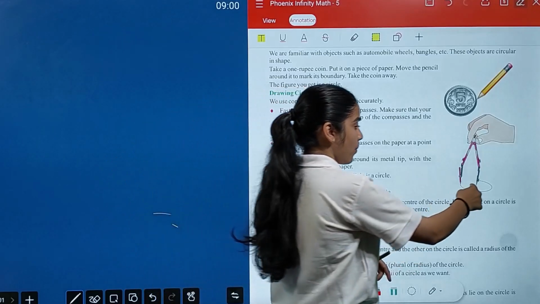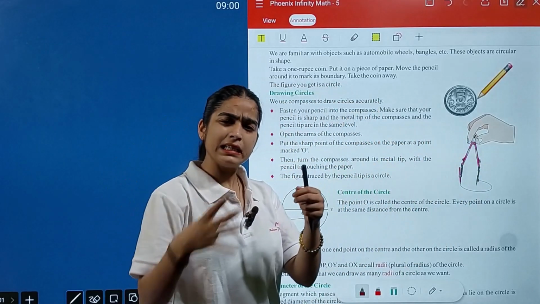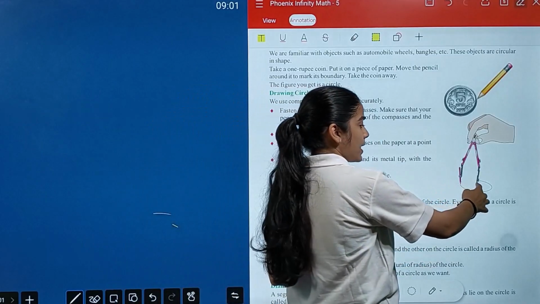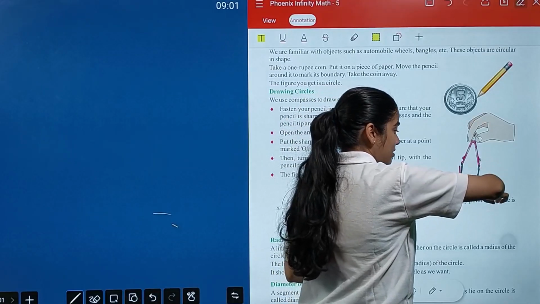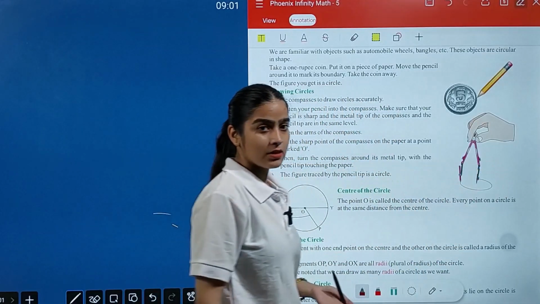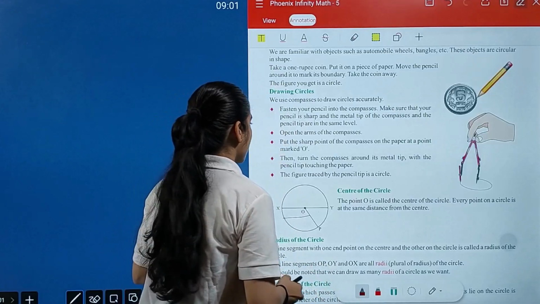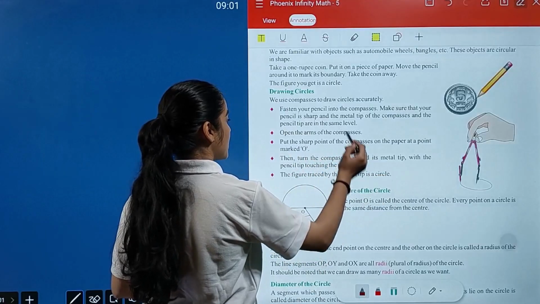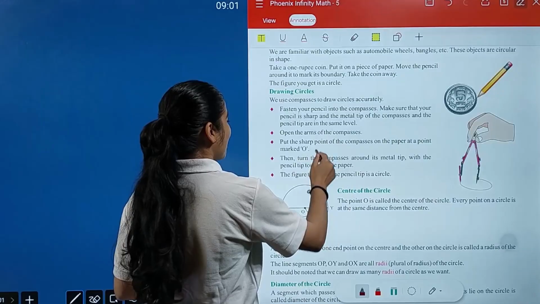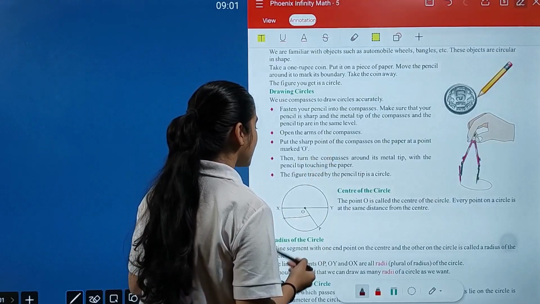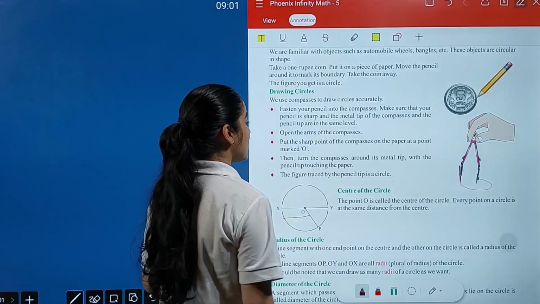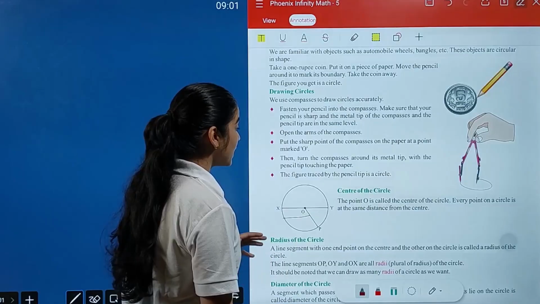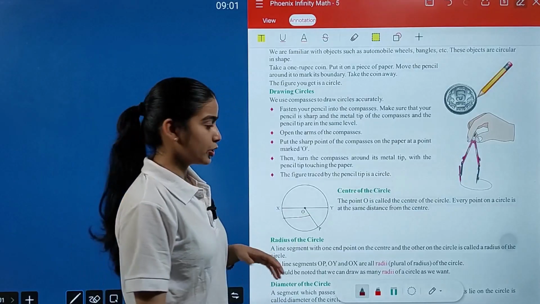After that, you take a point, open your compass to any random measurement, put your compass pin at one particular point and then make a circle. Then you see what you have made, your circle is prepared. Open the arms of the compass, put the sharp point of the compass on the paper at a point marked O. Then turn the compass around its metal tip with the pencil tip touching the paper. The figure traced by the pencil tip is a circle.